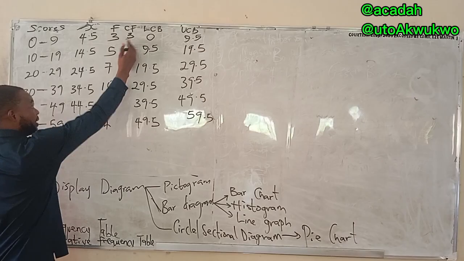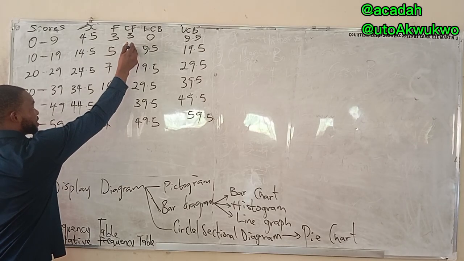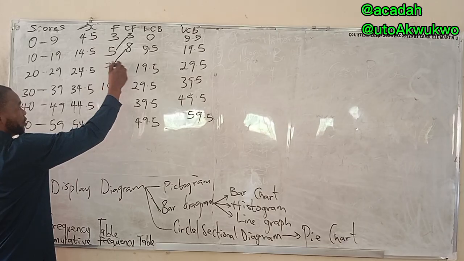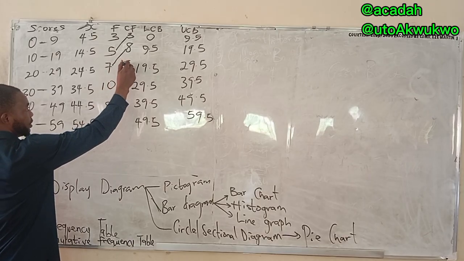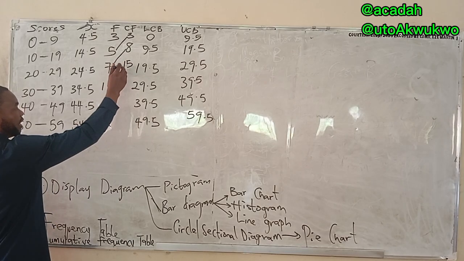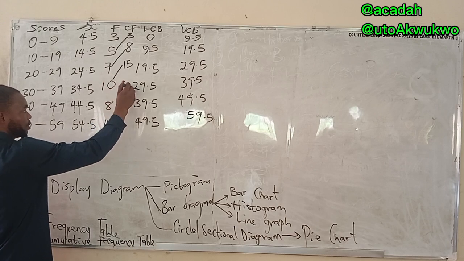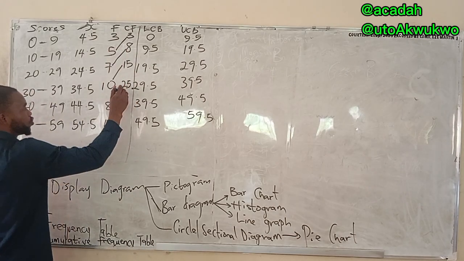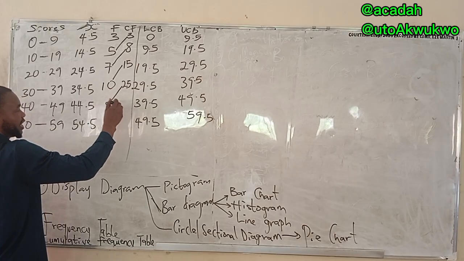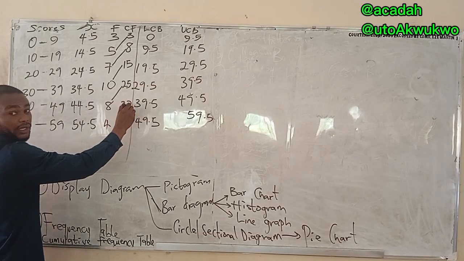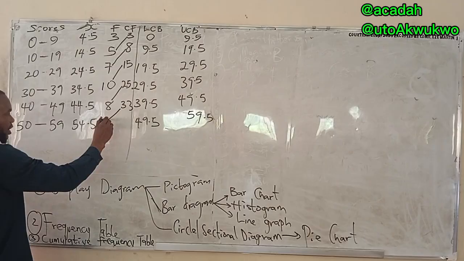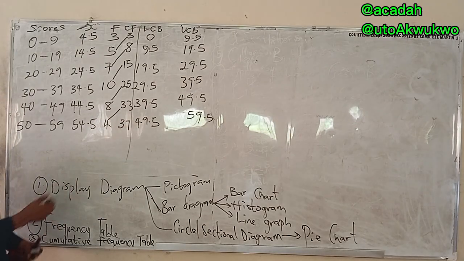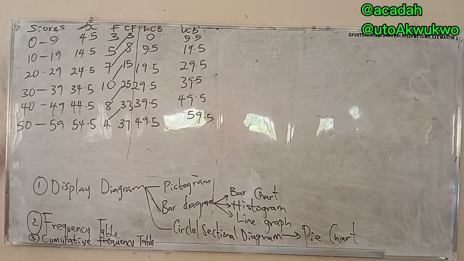Now 3 plus 5 is 8, right? I have 8. Now 8 plus 7 is what? Is it 15? Now 15 plus 10 is what? 25, right? Now 25 plus 8 is what? Is it 33? Yeah? 33 plus 4 is what? Is it 38 or 37? 37. So that is what cumulative frequency is.